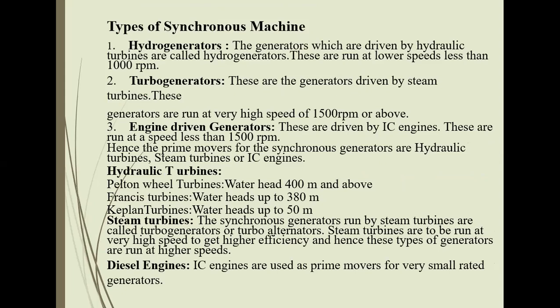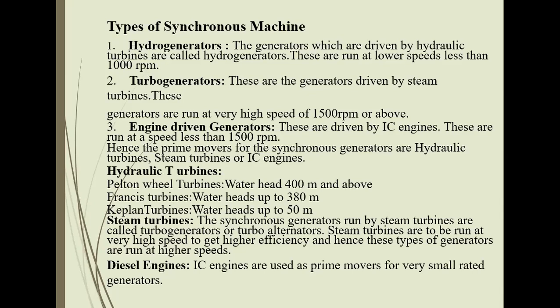So there are other types too: hydro generators, turbo generators, and engine driven generators, with prime movers such as hydraulic turbines, steam turbines, and diesel turbines. Okay, these are the prime movers for the synchronous generators. The first three types, hydro generators, turbo generators and engine driven generators, are used for the stations. Here they are somewhat bigger machines.